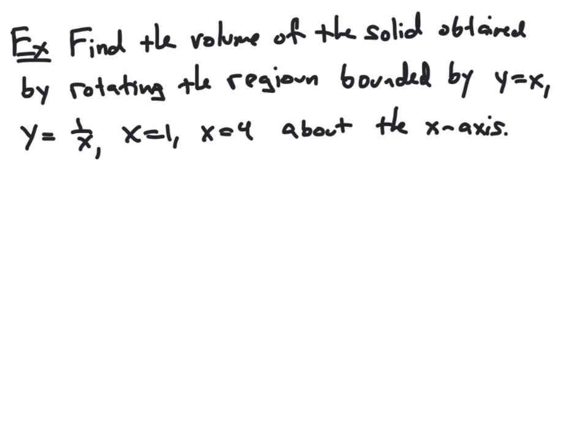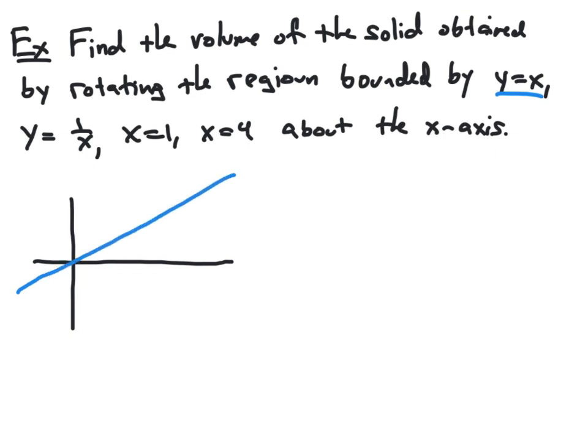Our first step will be to sketch the region and the solid that we're going to be considering here. And so we want to sketch the line y equals x, which we know is the line through the origin with slope 1. So I'll sketch that here in blue. We also want y equals 1 over x, which is a hyperbola. And we know it's going to look something like this.